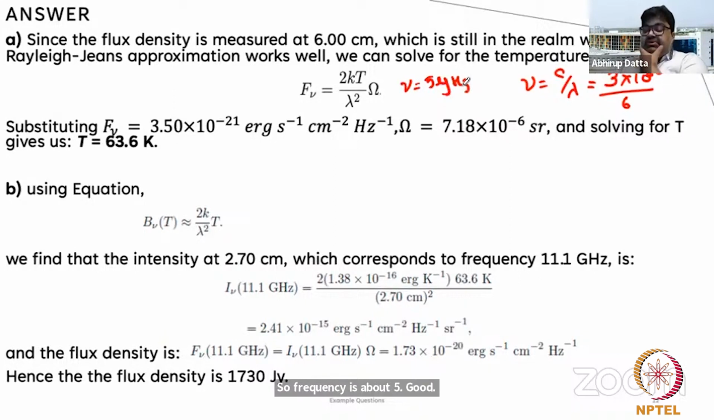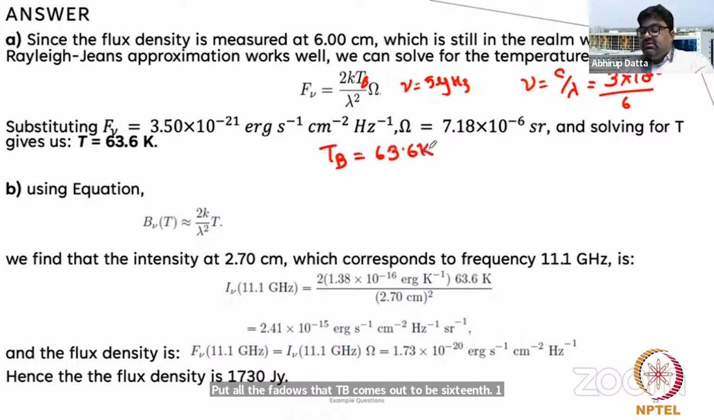And you can still approximate this in terms of the Rayleigh-Jeans law. If you do that, then you can use the brightness temperature expression. This is TB. You put all the values, then TB comes out to be 63.6 Kelvin. Again, you have to judge.